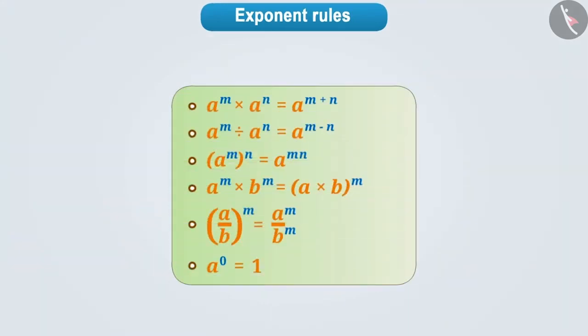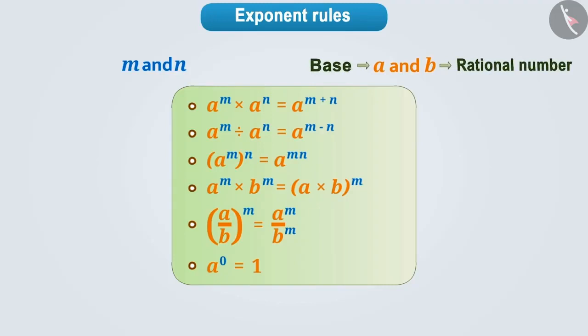Similarly, you can check the remaining rules. On checking, you will find that all the rules are true even for numbers whose base is rational number and power is integer. By knowing all these rules, we can easily solve the examples related to exponents.